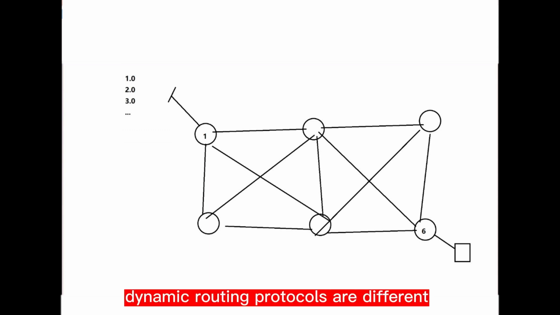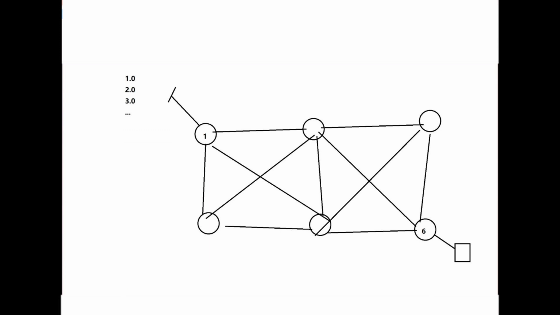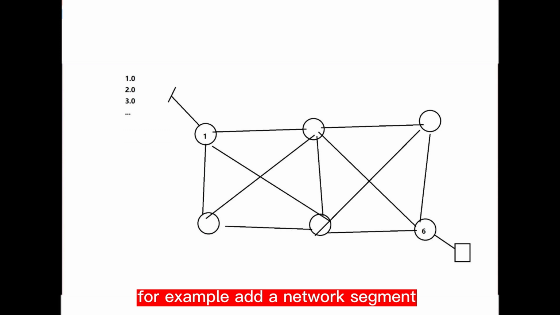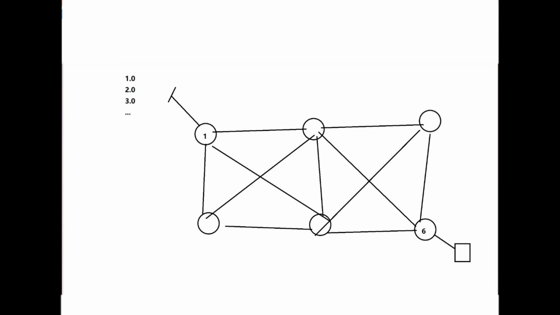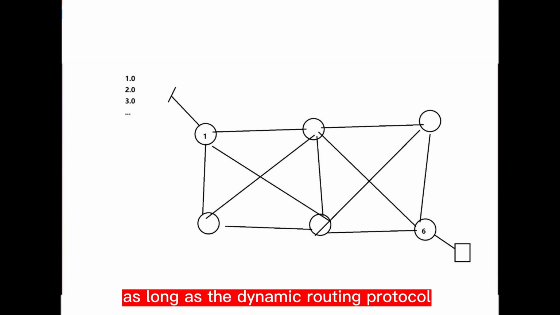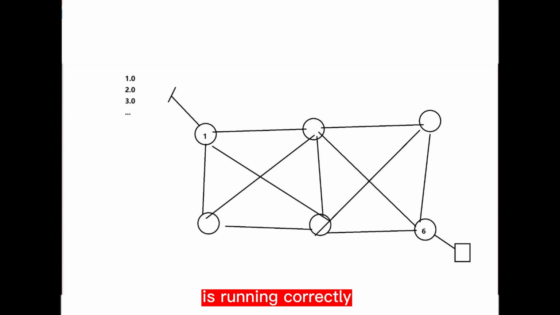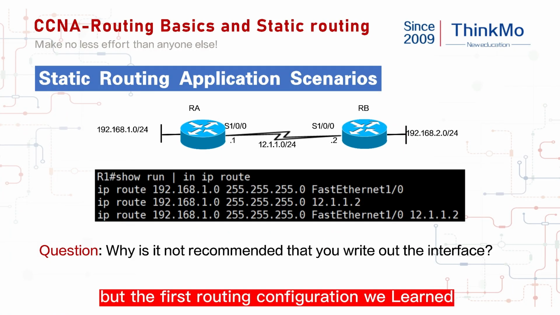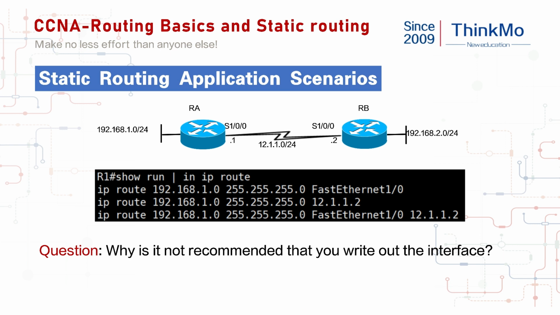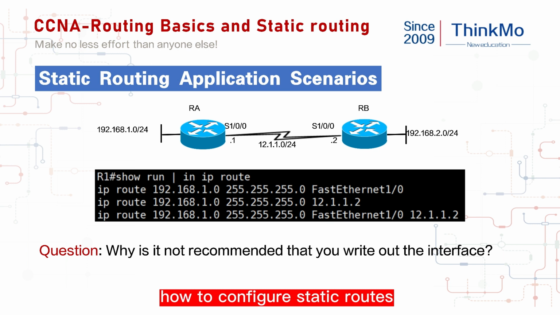Dynamic routing protocols are different. If some changes arise in the middle, for example, add a network segment or delete a network segment, it can synchronize itself. As long as the dynamic routing protocol is running correctly, it won't have any problem. But the first routing configuration we learned is definitely static routes. Let's start with how to configure static routes.